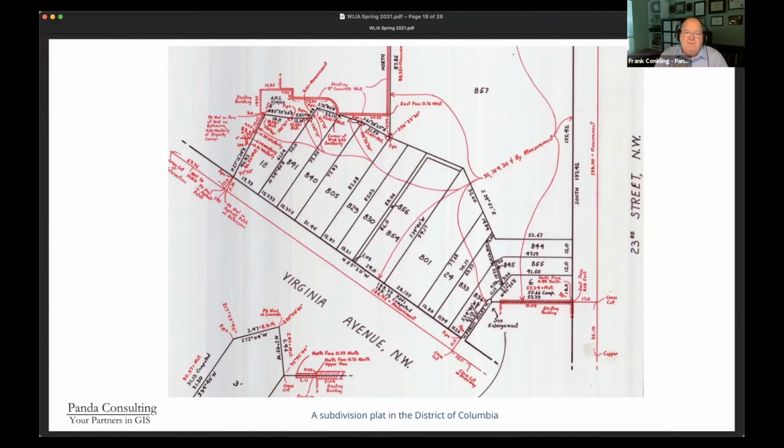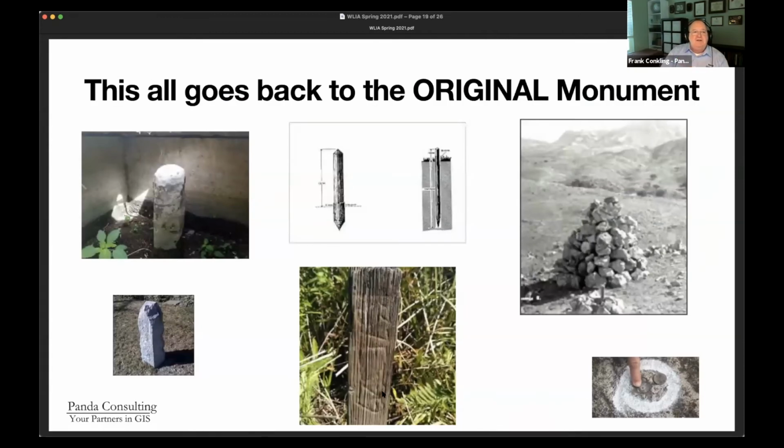So it's always references to monument calls as they're attempting to figure out where something is supposed to go. Nail cuts in the concrete along this property here. It's always about finding those monuments and determining whether or not those monuments are record monuments, meaning whether they are the original monuments or whether they came afterwards. Because everything goes back to the original monuments.